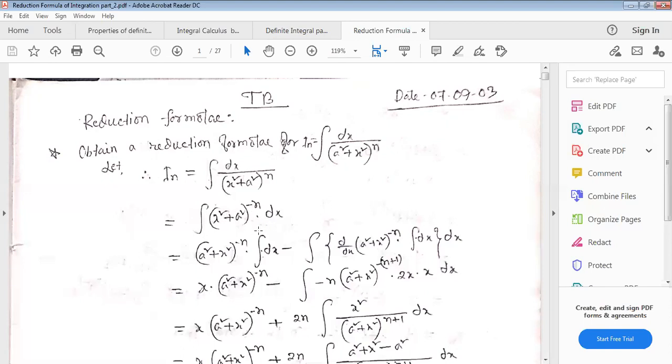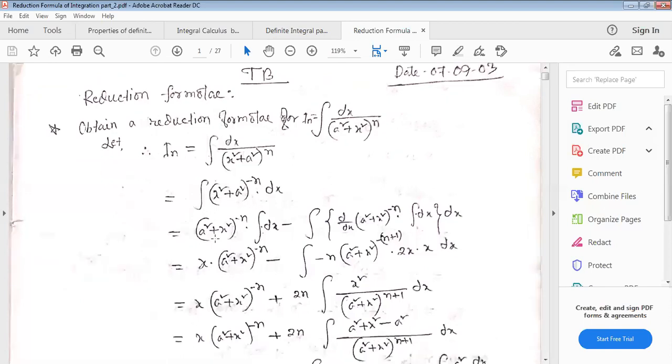Now we have to use the UB formula here to take this integration. This will be u and 1 will be b. This can be written as this into 1. That means x square plus s square whole to the power minus n will be u and 1 will be b. Then u into the integration of b, that means 1.